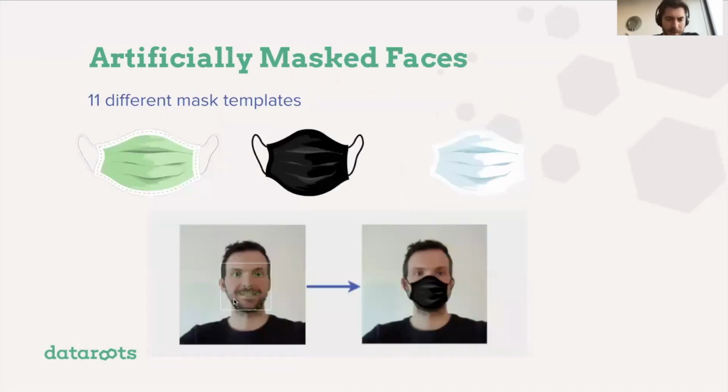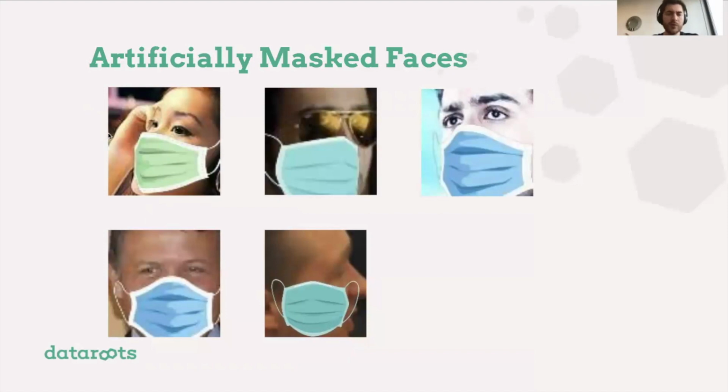And in the end, as I said, by using the nose and chin coordinates, we artificially put this mask onto a person. To increase the variety, we use 11 different mask templates that have different shapes and different colors. Most of the time, this artificial mask algorithm worked quite well. As you see, in different orientations, the face is covered with a mask.